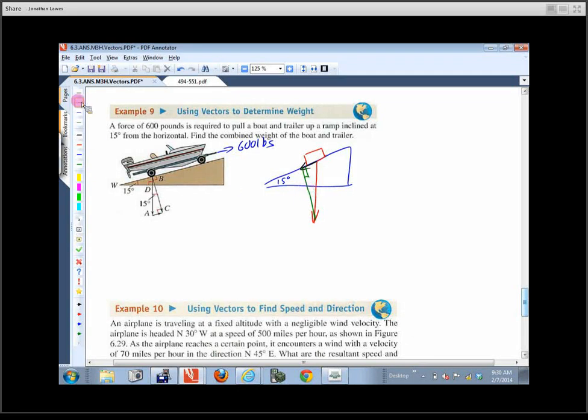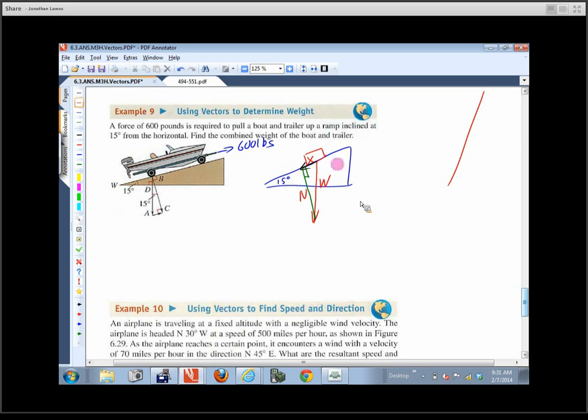So what happens here is this vector represents the weight. This vector represents the force that wants it to slide down the ramp. And this vector right here, I'm going to use an N for normal, is the one that keeps it stuck to the ramp. And the steeper the ramp is, the smaller that normal force is that wants to keep it toward the ramp, and the bigger the force is that wants to make it slide down the ramp, okay?